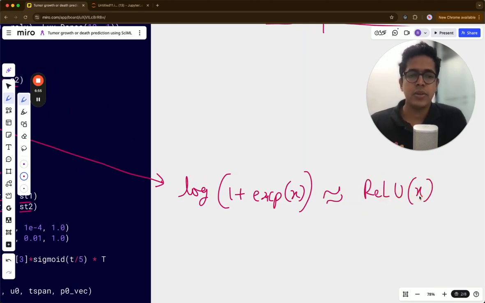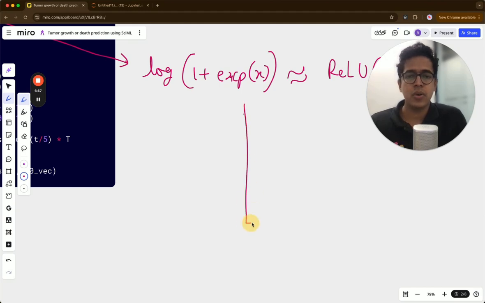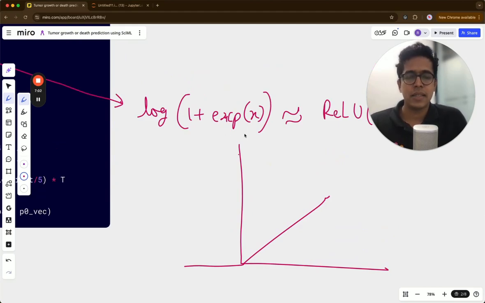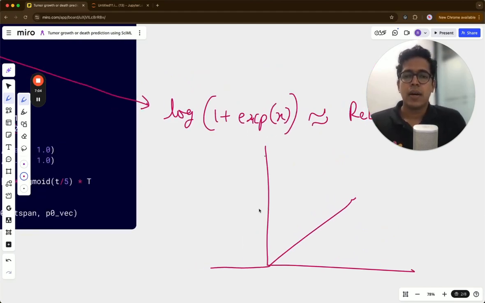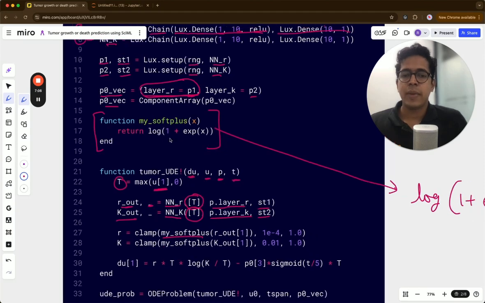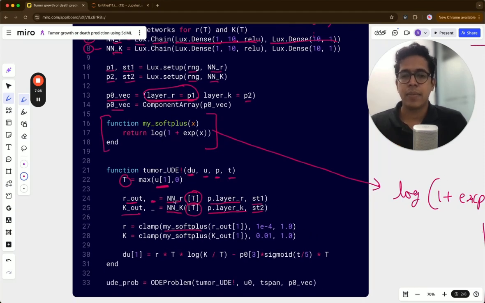is like a more differentiable version of ReLU of x. And ReLU of x, you know, it's not differentiable at x equal to 0. So ReLU of x shape is like this, but this guy is differentiable. So this mySoft plus is used to make sure that the values predicted by the neural network are more stable, so you can get more stable output.